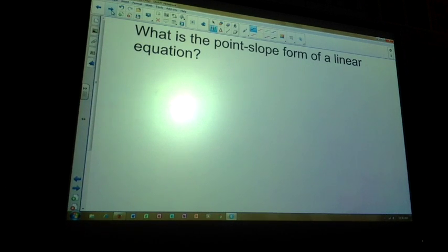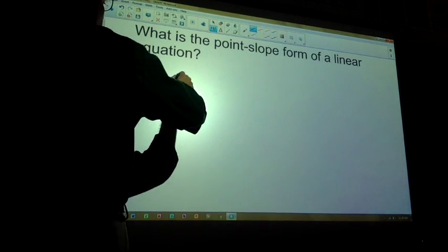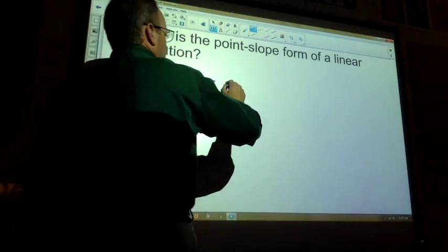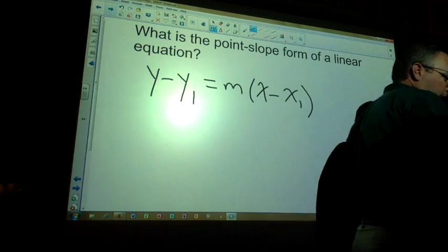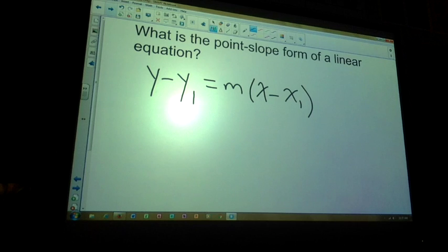What is the point-slope form of a linear equation? What is the point-slope form of a linear equation? Okay? That's a go-to. It's an over and over. You need to be able to get to it, okay?